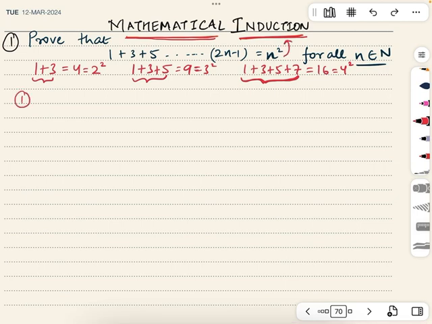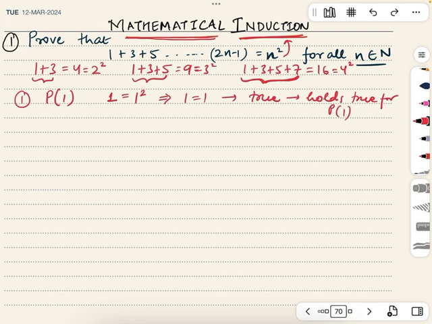For mathematical induction, the first thing we need to verify is the proposition P of 1. So I'm going to put 1 in the left hand side. That will be just 1, and in the right hand side, 1 square. Both of them are equal on either side. We have got 1 is equal to 1. Hence proved, and this result is true, and it holds good for P of 1. Hence we can say that it holds true for P of 1.